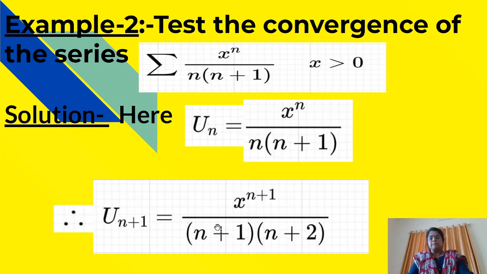Now see the second example. Test the convergence of the series summation x raised to n upon n into n plus 1, where x is greater than 0. Here, suppose that un is equal to x raised to n upon n into n plus 1. From this un, we will find un plus 1 by replacing n by n plus 1 on both sides, and therefore we will get un plus 1 is equal to x raised to n plus 1 divided by n plus 1 into n plus 2.